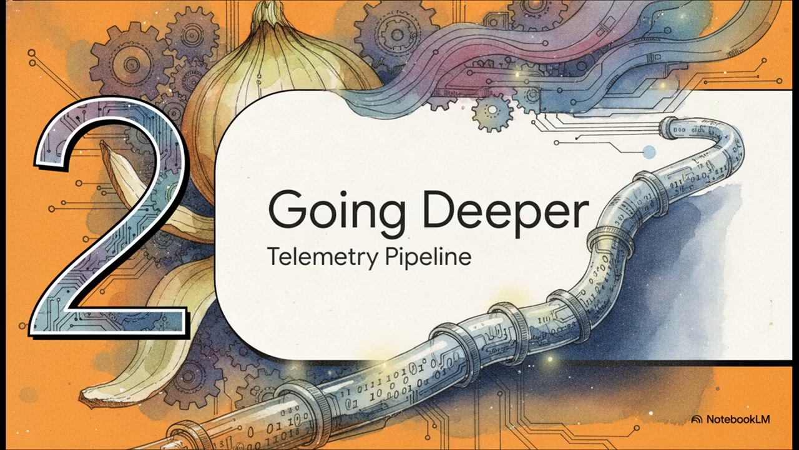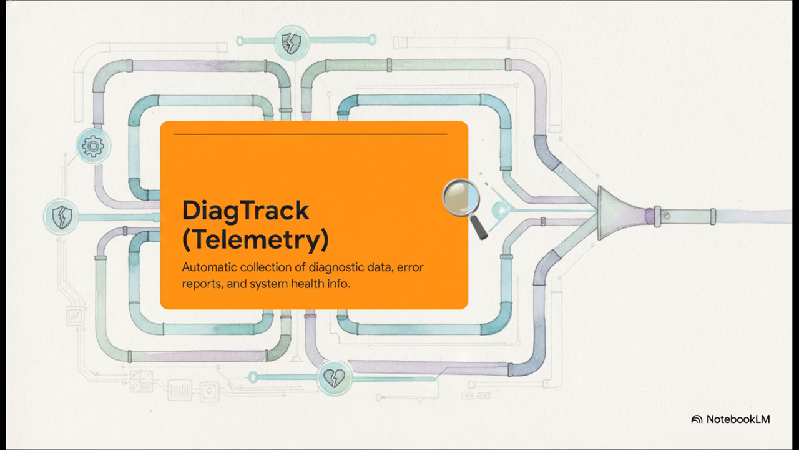Section 2. Going deeper, the telemetry pipeline. Peeling back the next layer of the onion, we find the background data pipeline. Recall is what you can see, right? But the real data engine of Windows 11 runs quietly in the background, totally out of sight. Telemetry isn't just a single switch. It's this massive, layered service, commonly known as DiagTrack, that feeds Microsoft's improvement engine.